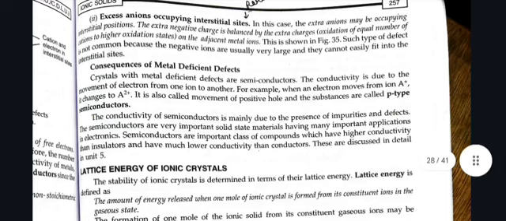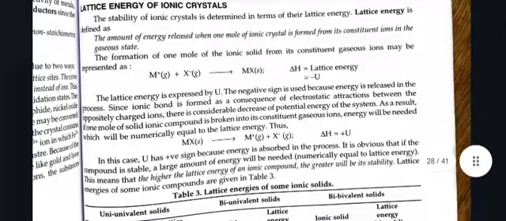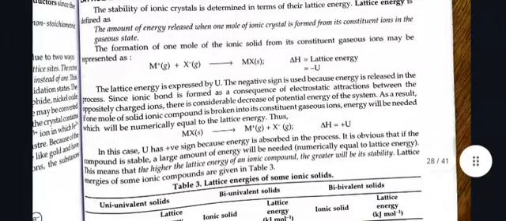Lattice energy of ionic crystals. The stability of ionic crystals is determined in terms of the lattice energy. Lattice energy is defined as the amount of energy released when 1 mole of ionic crystal is formed from its constituent ions in the gaseous state. The formation of 1 mole of the ionic solid from its constituent gaseous ions may be represented as M+(g) + X−(g) gives MX(s), ΔH equal to lattice energy or −U. The lattice energy is expressed by U. The negative sign is used because energy is released in the process.